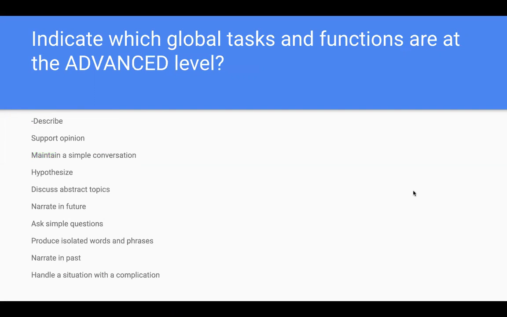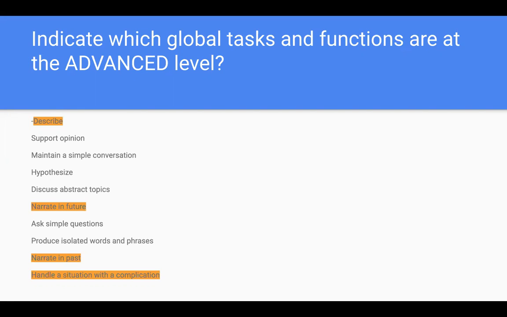And then finally, what are the global tasks and functions at the advanced level? What can they do in the language? Go ahead and answer on your Edpuzzle. What are those major markers? See if you're correct. And they can describe, obviously. They can narrate in future, in past, and usually you're describing in the present, with enough detail that they can paint a picture that you go away with knowing exactly what's going on and exactly what they're talking about. And they can handle a situation with a complication. If there was a problem, they would be able to solve it.